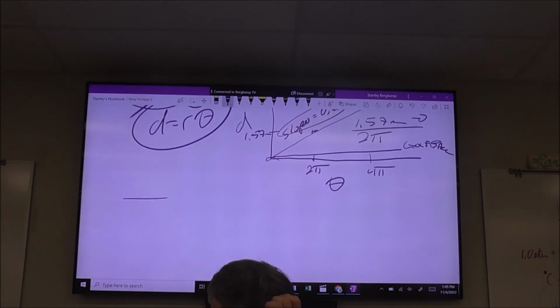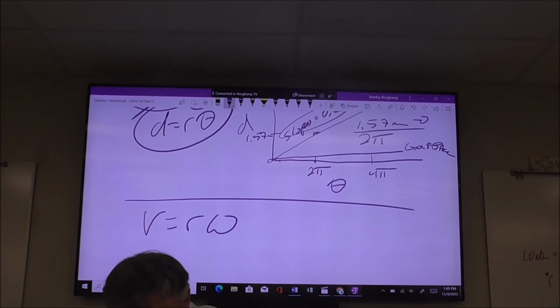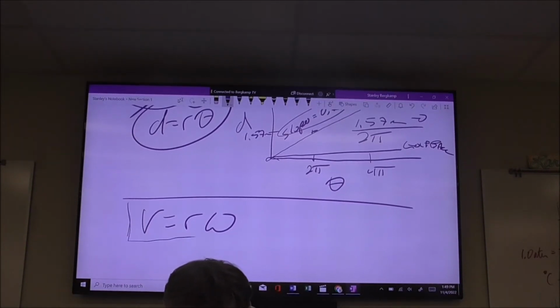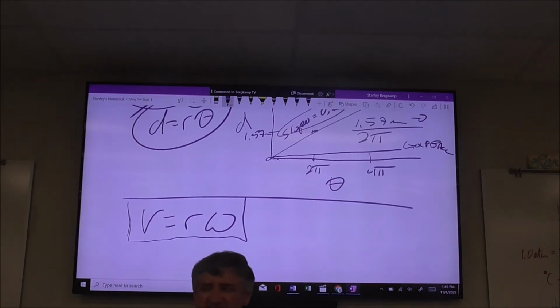Now, let's talk about V equals R omega. Every time you have driven your car, you have used this equation. You just don't know it. We've never seen this equation before in our entire life.